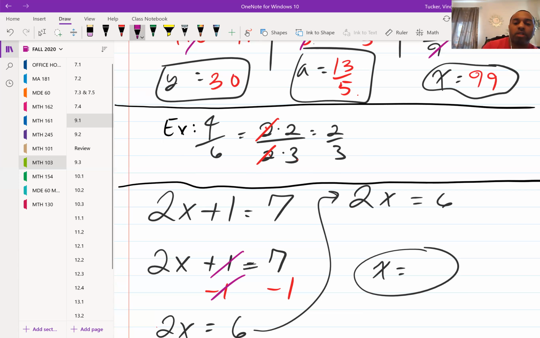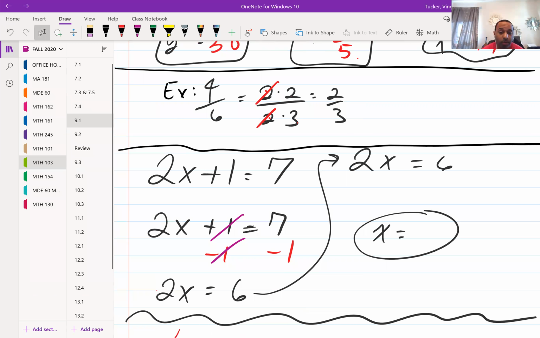1's cancel on the left, so that leaves me with just 2x on the left, and then 7 minus 1 is 6 on the right. So now to solve for x, I have 2 times x. So I need to divide by 2. 2's cancel. X is equal to 3. All right, questions? Any questions?